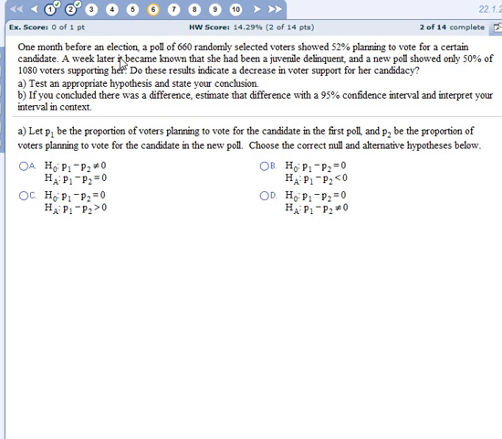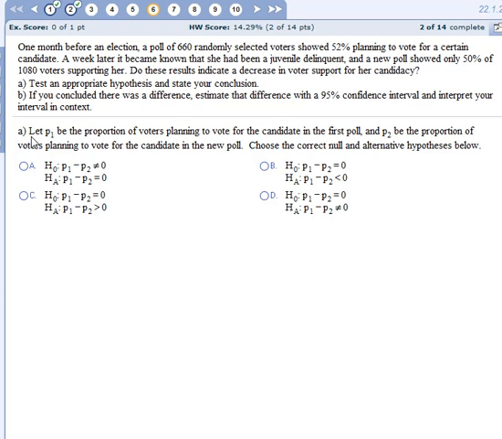It says 1 month before an election, a poll of 660 randomly selected voters showed 52% planning to vote for a certain candidate. A week later, it became known that she had been a juvenile delinquent, and a new poll showed only 50% of the 1,008 voters supporting her. Do these results indicate a decrease in voter support for her candidacy? So we're going to test an appropriate hypothesis and state your conclusion. If concluded, estimate the confidence interval and interpret.